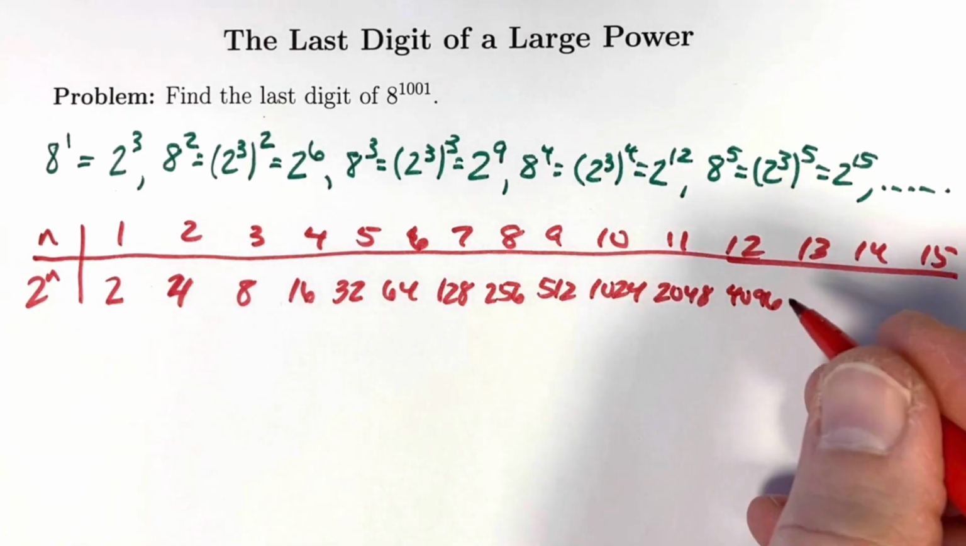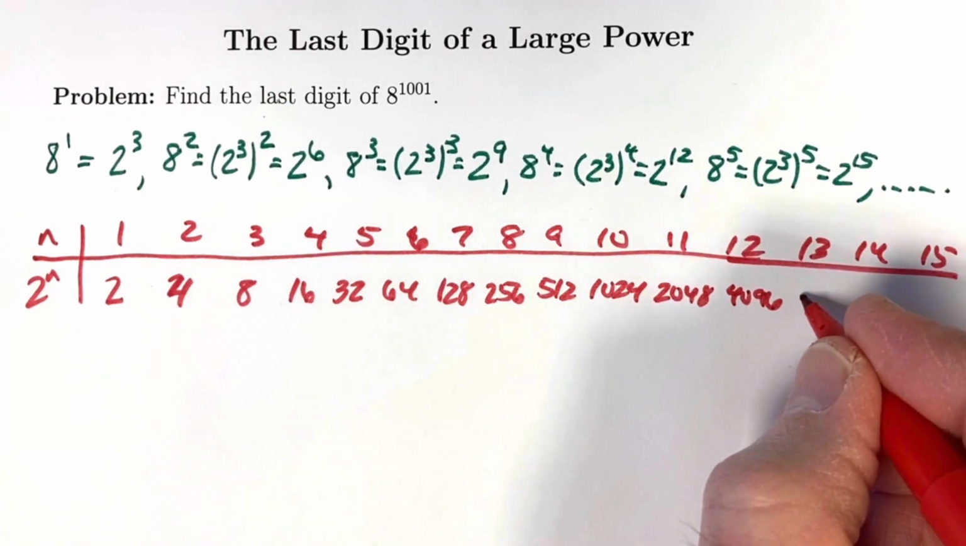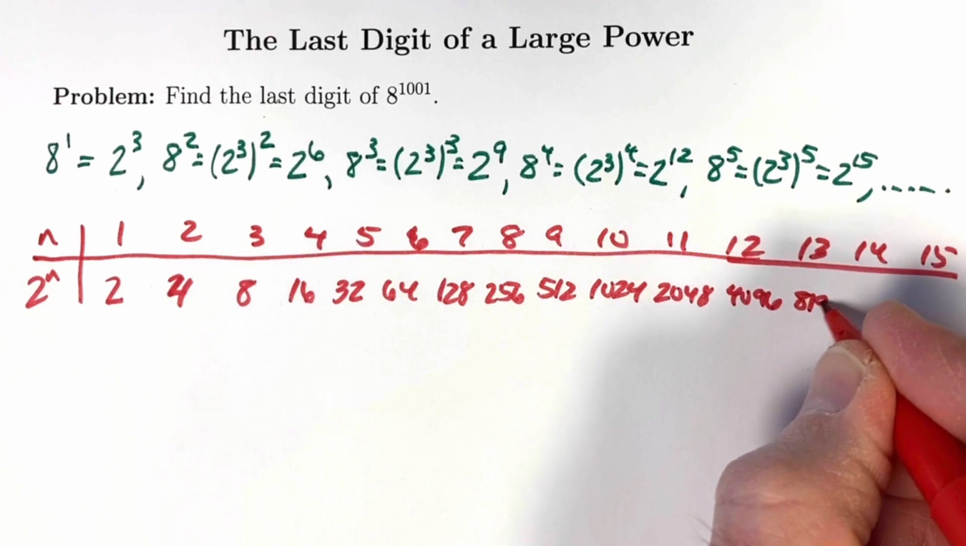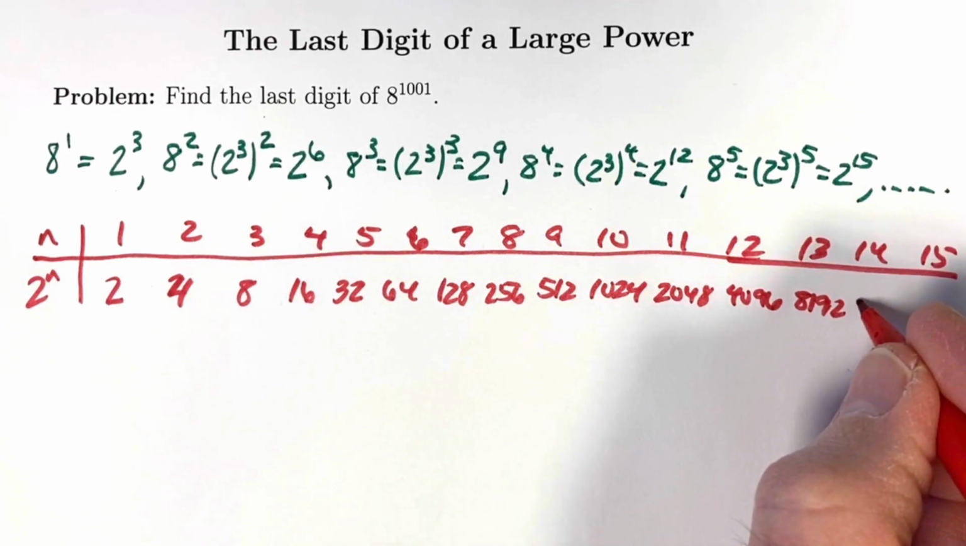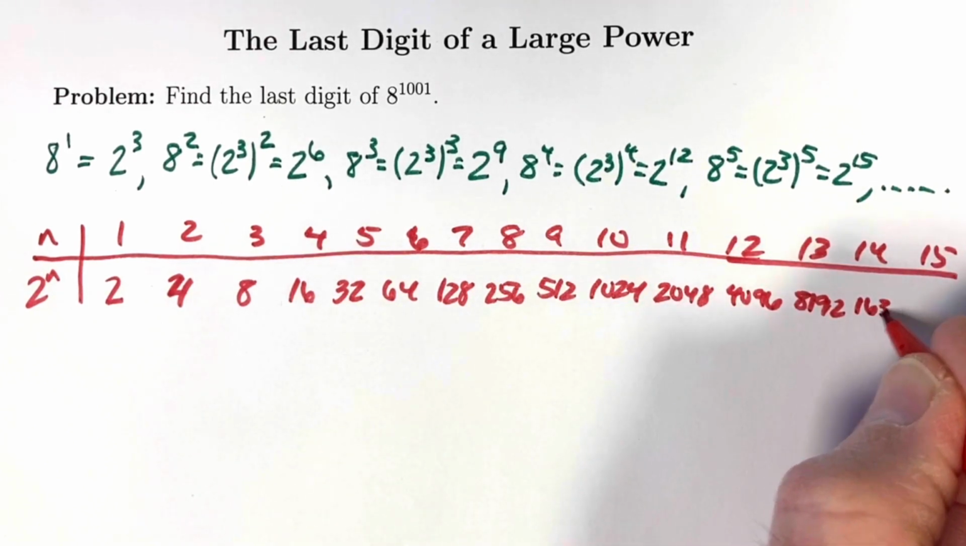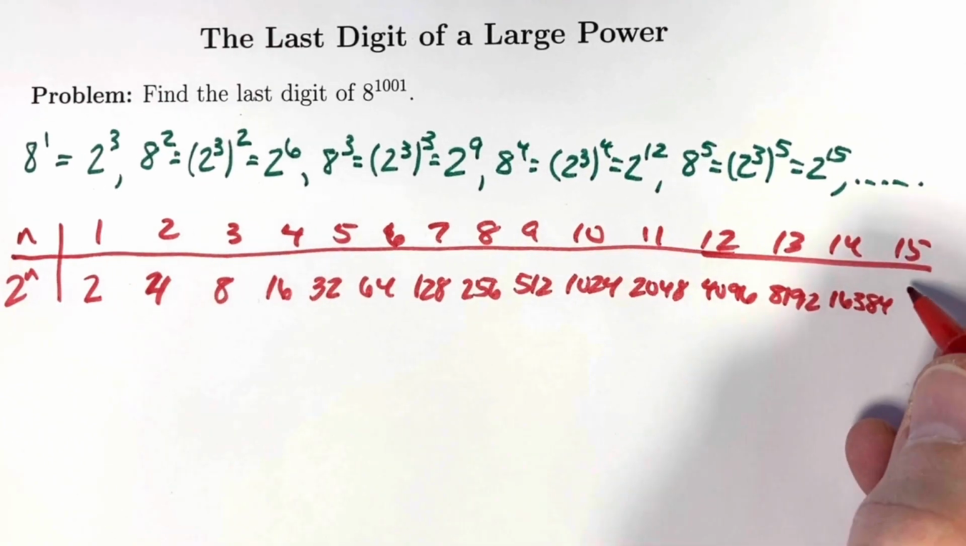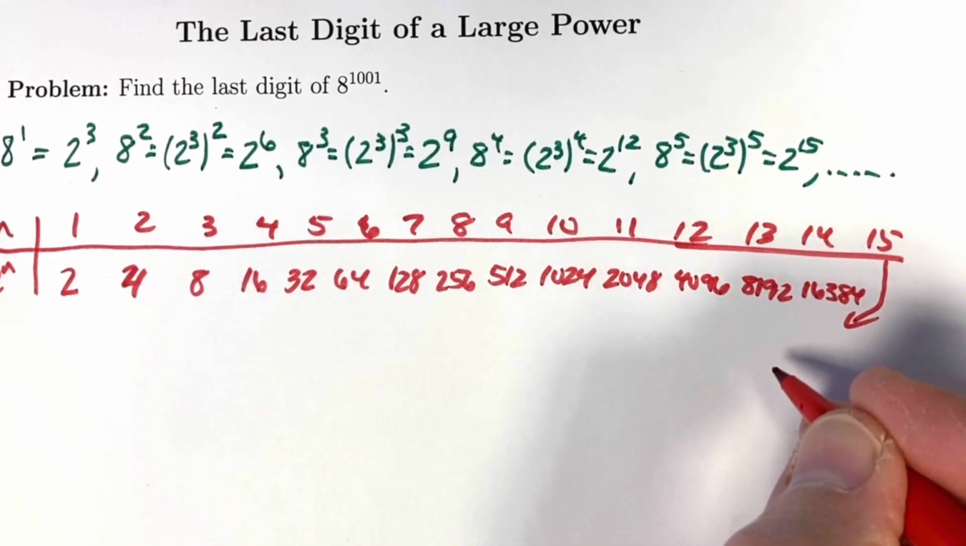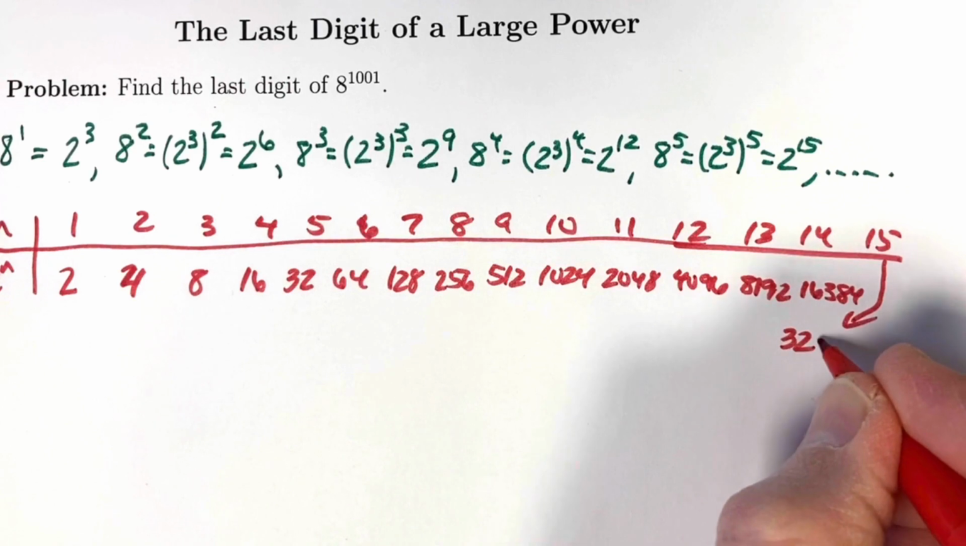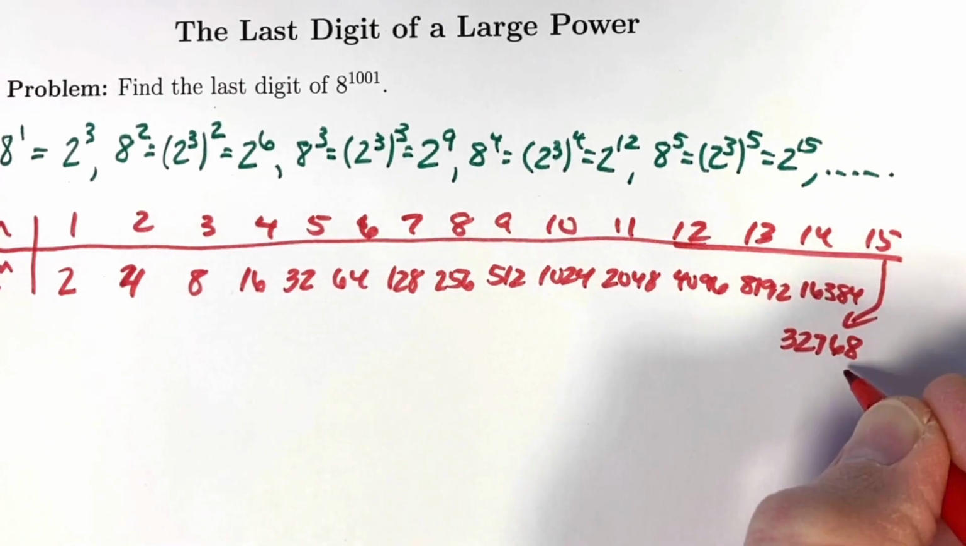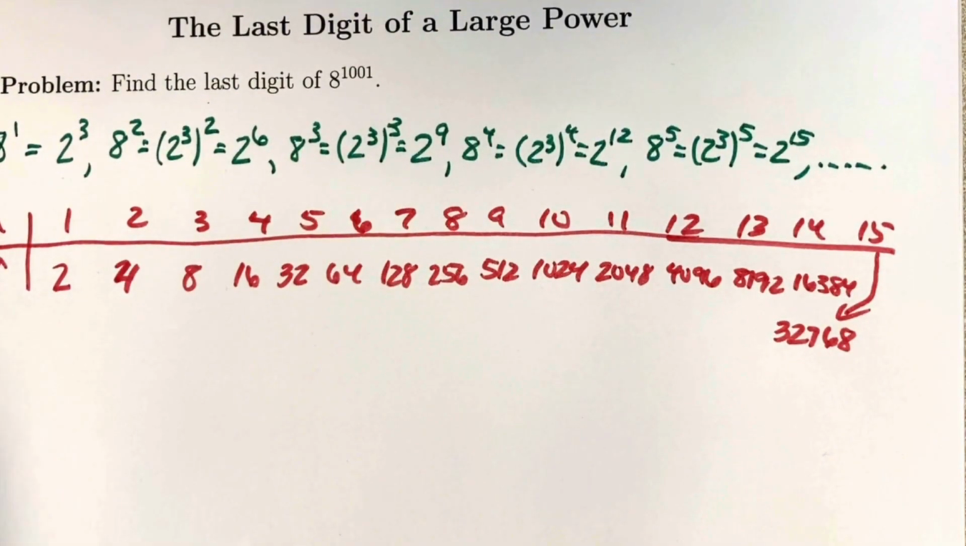4096. It's starting to get a little harder here. 2 to the 13th power will be 8192. 2 to the 14th power will be 16,384. And I'm almost out of room here. 2 to the 15th power, let's put it down here, will be 32,768. The powers of 8 are every third one.